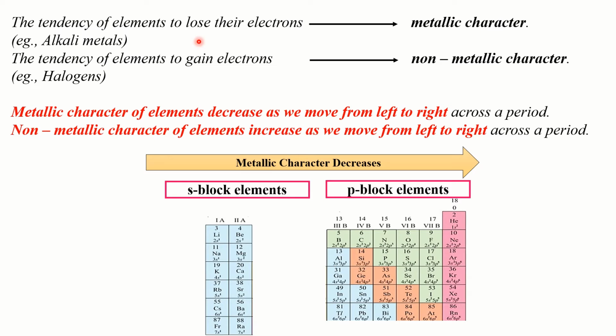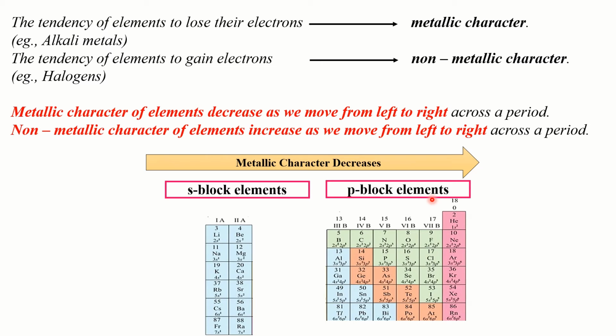The tendency of elements to lose their electrons can be linked to their metallic character. Now look at alkali metals. Alkali metals tend to lose their outermost electron in order to achieve octet configuration in their valence shell. So alkali metals are highly metallic in their character. The metallic character of elements decreases as we move from left to right across a period. When the metallic character of elements decreases from left to right across a period, there is an increase in the non-metallic character as we move from left to right across a period.